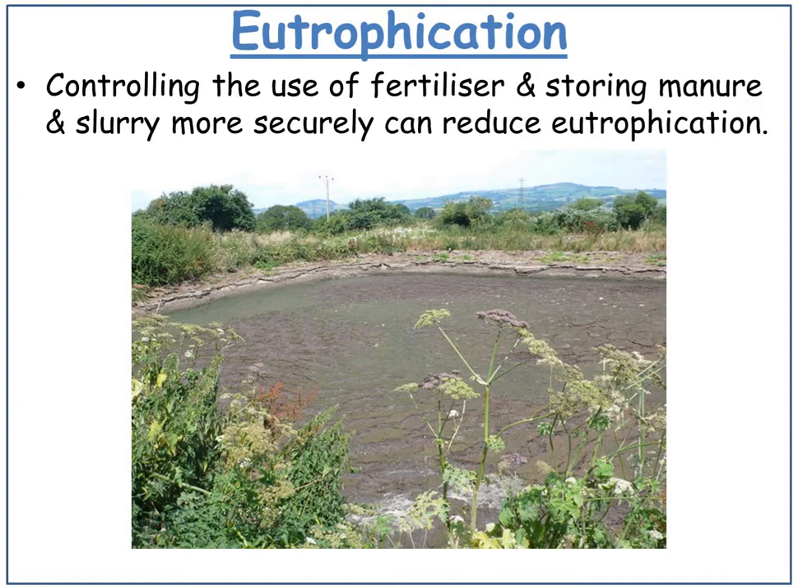So controlling the use of fertilisers and storing manure and slurry in more secure locations can reduce eutrophication. There are slurry pits, and a good slurry pit should be contained and shouldn't be able to leak out anywhere else. And controlling the use of fertilisers so that they only use it at certain times, so that they don't use it when it's due to rain, so that it doesn't wash off into the local water supplies or the local lakes and streams.